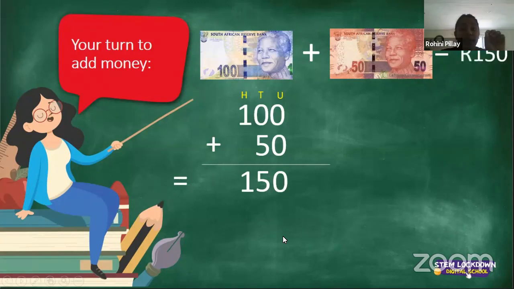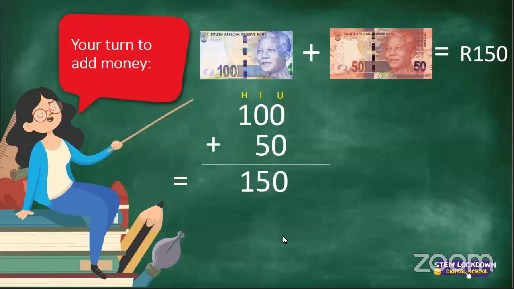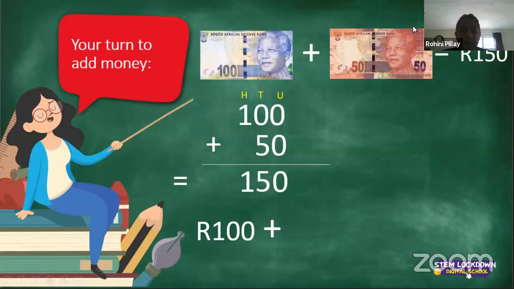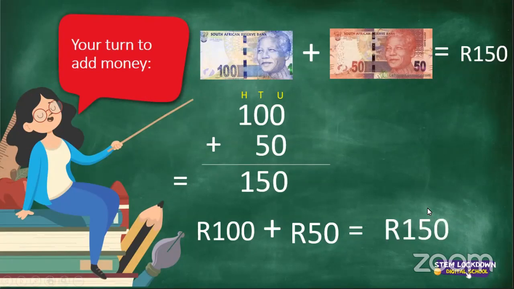Remember, we're working with money. How do we write the money sum? 100 rand, don't forget the capital R, plus 50 rand equals 150 rand. Did you all get that answer right?